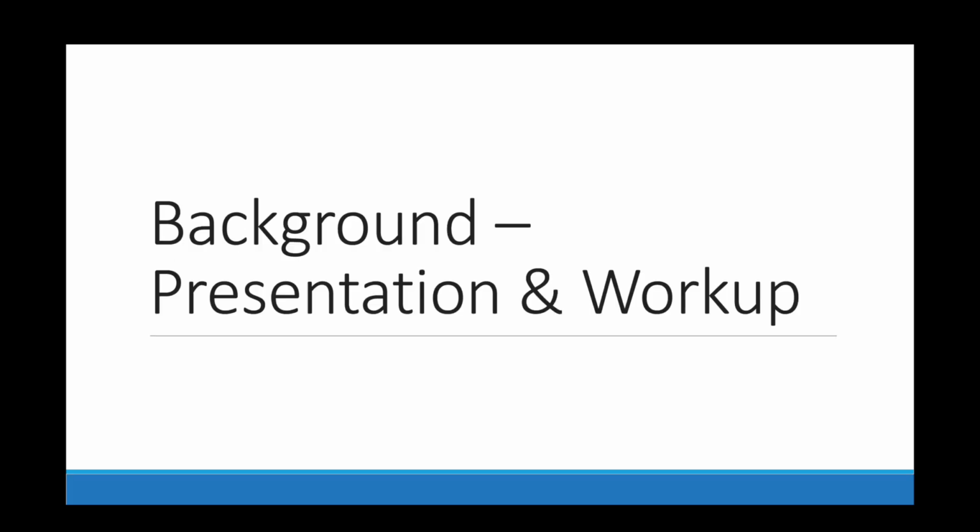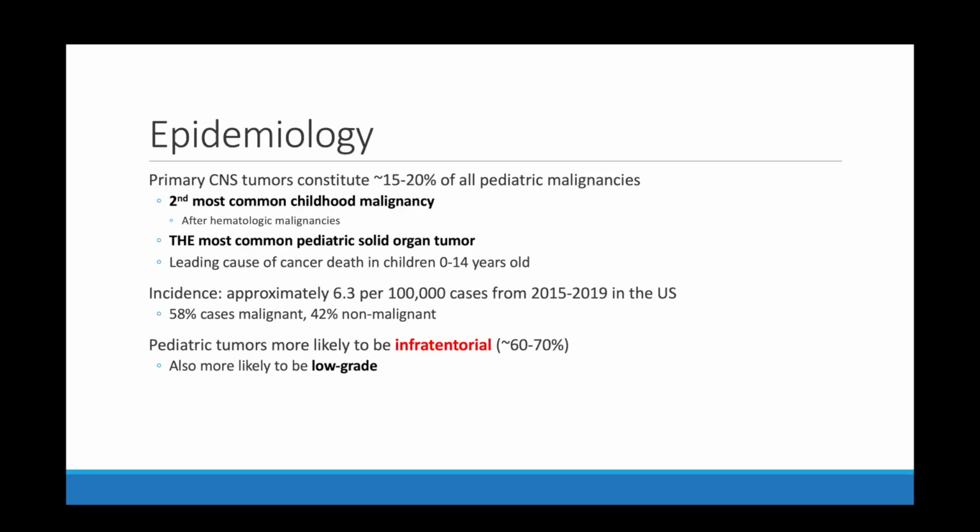Let's start with some general background. So pediatric CNS tumors account for about 15 to 20% of all pediatric malignancies, and they make up the second most common childhood malignancy, second only to hematologic malignancies. So hematologic malignancies, think leukemia, are the most common in children, and then pediatric CNS tumors are second most common, accounting for about 15 to 20% of pediatric malignancies.